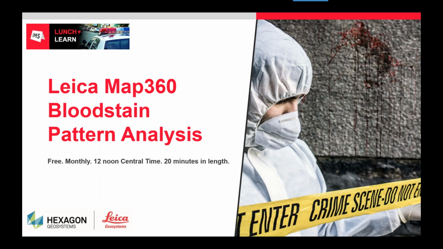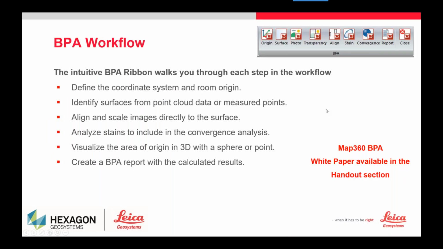We'll be jumping right into the MAP360 Bloodstain Pattern Analysis workflow. The fully integrated BPA workflow has its own intuitive ribbon. We'll start by defining the room origin and identifying surfaces to align our images to. We'll then analyze the stains and visualize the area of origin in 3D. Lastly, we're going to create a BPA report and include this in an evidence marker report.